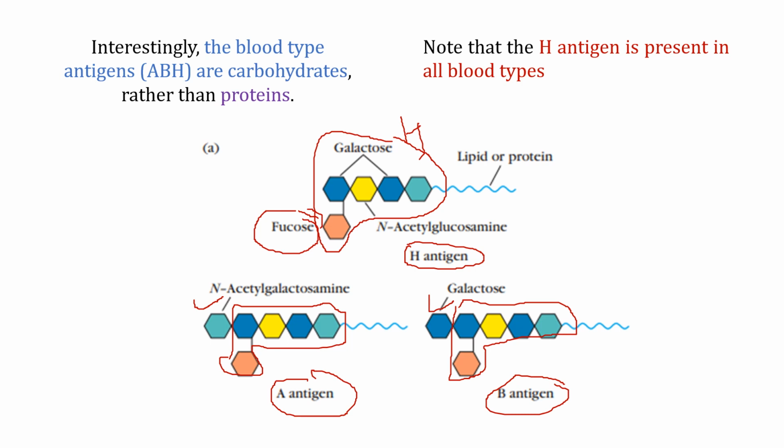Okay, so the A, B and H antigens are synthesized by the glycosyltransferase enzyme. So what is the glycosyltransferase enzyme? It's a type of enzyme that catalyzes the transfer of sugar molecules or sugar residues from donor molecules to a specific acceptor molecule. For example, H antigen.